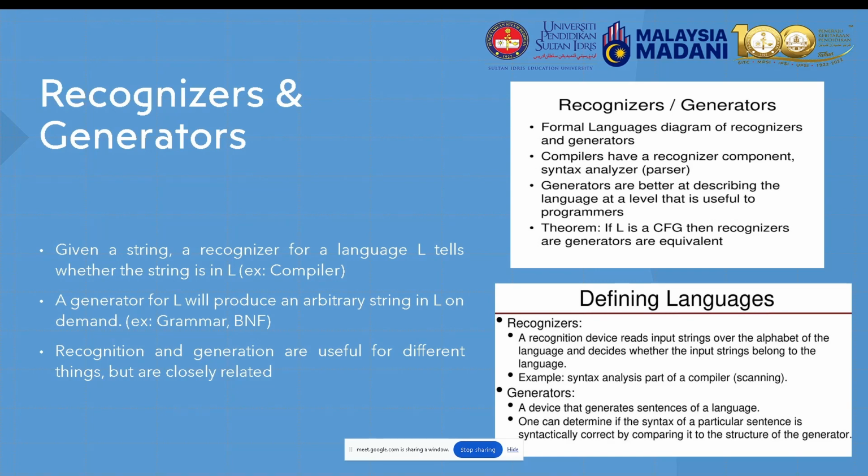Okay, BNF stands for Backus-Naur Form. BNF. The terms BNF and grammar are used interchangeably. Okay, basically, BNF is when John Backus and Peter Naur revised, developed and formalized the syntax descriptions, which later became the most popular method for programming language syntax, known as BNF. Okay, and then recognition and generation are useful for different things but are closely related. Okay, you can see here for defining the languages we have recognizer.